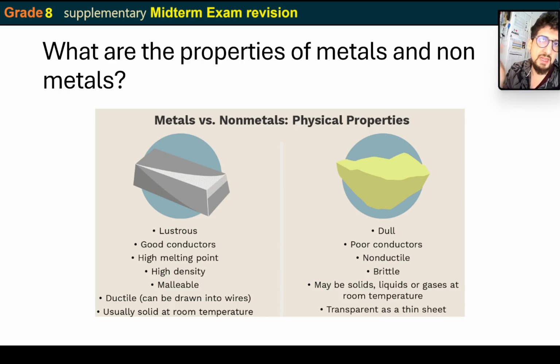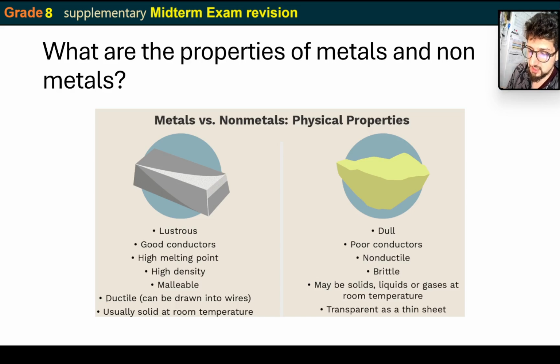So I want you to think about glass, for example. If you try to bend it, it breaks. So that's what we mean by brittle. Brittle is the opposite of malleable. Brittle means it shatters when you drop it, okay? Or it doesn't bend, it breaks.